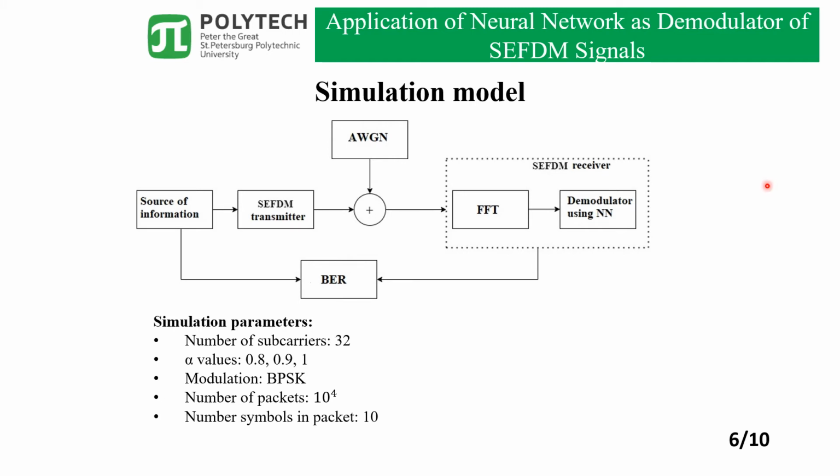When analyzing the bit error rate performance, the SEFDM signal is formed at the first stage, which is superimposed with additive white Gaussian noise. At the input of the receiver, a fast Fourier transform is performed, after which the samples are fed to the input of a neural network for demodulation and error calculation.